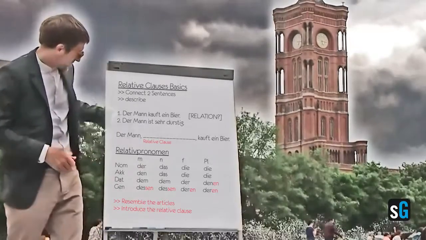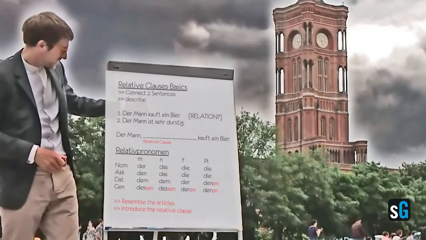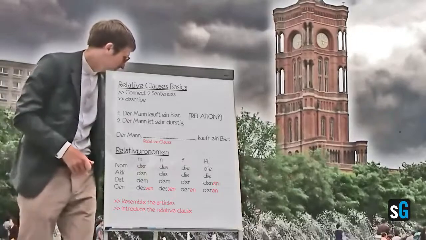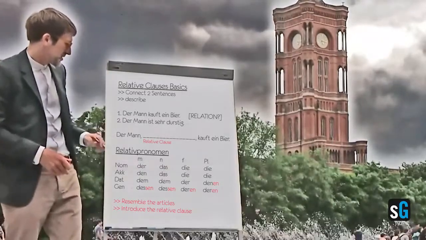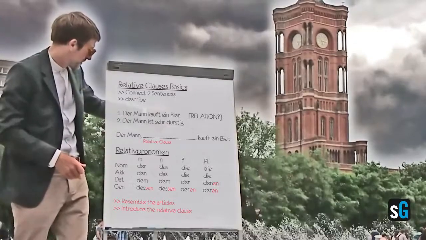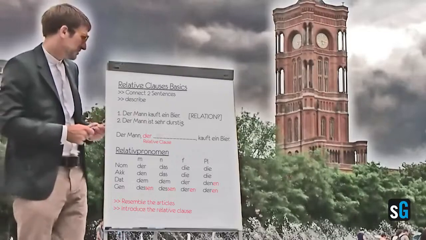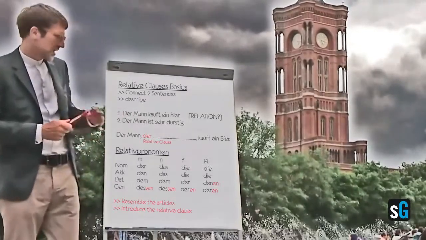So for now, as we are replacing der Mann, which is the subject of the sentence, we just take the nominative form. Obviously it's der, so we simply take the der from here and put it here. So now we know we are talking about a relative clause so far. Der Mann, der kauft ein Bier.